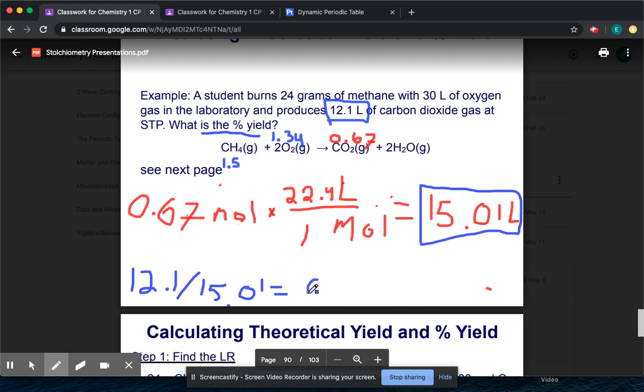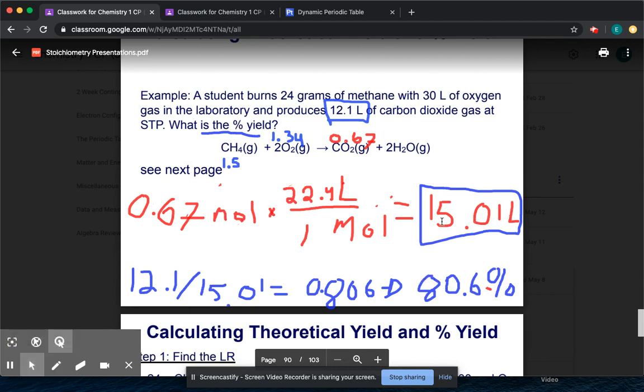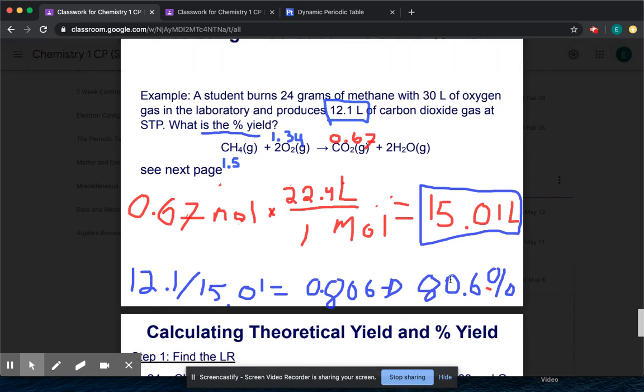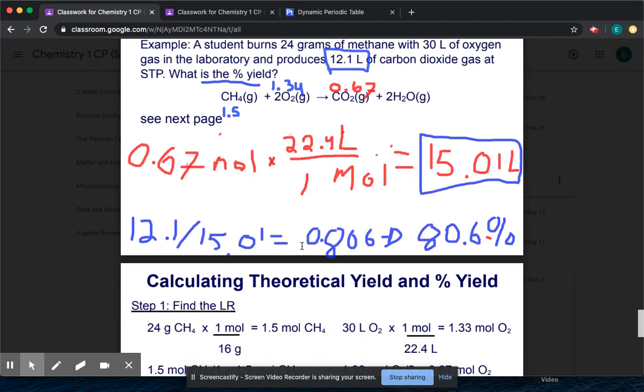We get 0.806, which is the same as, if you convert that to percentage, 80.6%. That is our percent yield, okay? Out of what we were supposed to get, we only got 80% of what we were supposed to get, okay?